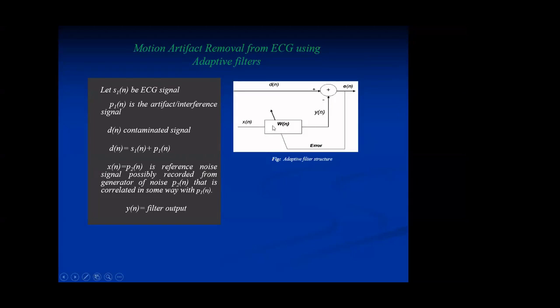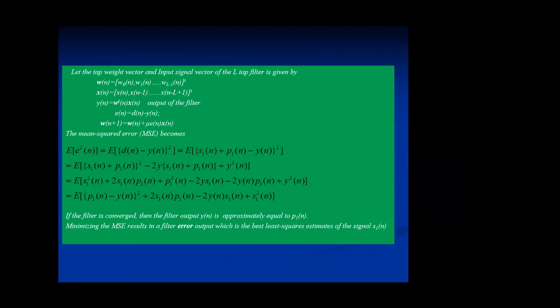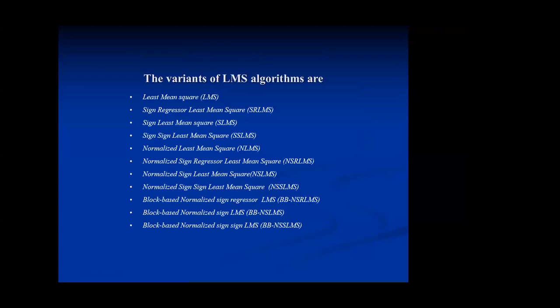Till the output of this filter is the noise, which is P1 of n, I am going to iterate the filter weights. So at the convergence, this y of n becomes P1 of n, and this d of n is S1 of n plus P1 of n. The output will be this P1 of n subtracted, because this is minus and this is plus, so P1 of n gets cancelled. We'll get the desired ECG signal. So this is the basic theory to eliminate the motion artifact from the measured ECG signal using an adaptive filter.